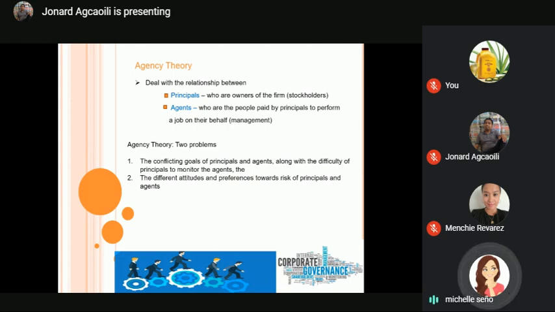So in agency theory, there are 2 problems. Conflicting goals of principals and agents, along with the difficulty of the principals to monitor the agents. So, different attitudes and preferences towards risk of principals and agents.